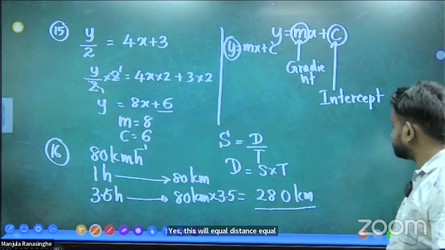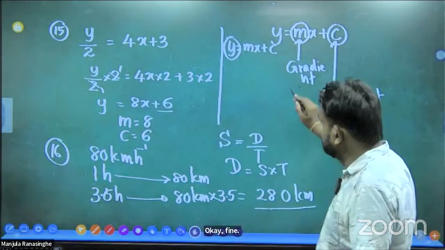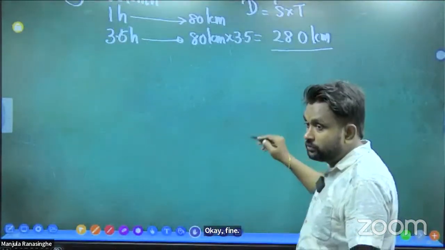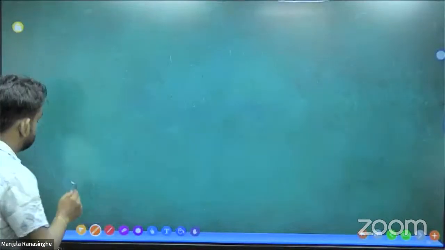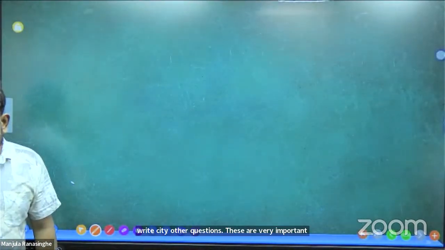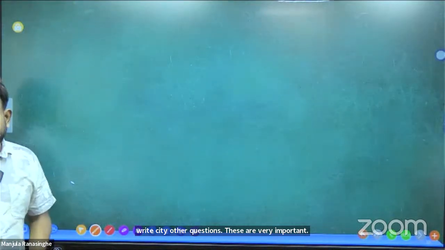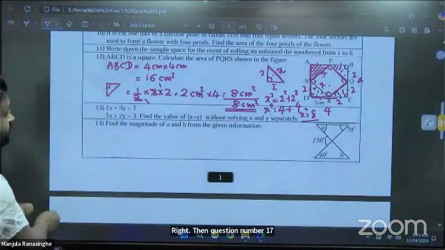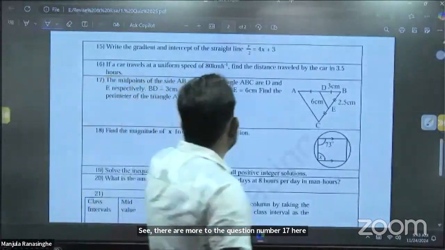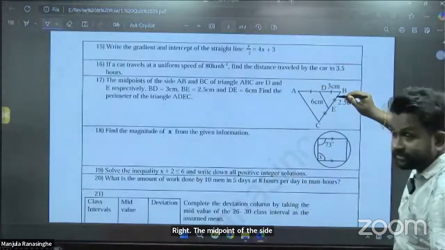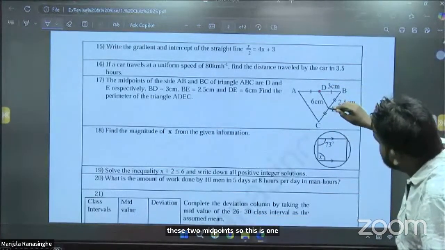Fine. See the other questions; these are very important. Then question number 17. The midpoints of the sides AB and BC of the triangle are given. This is one midpoint, and in this triangle another midpoint is given.